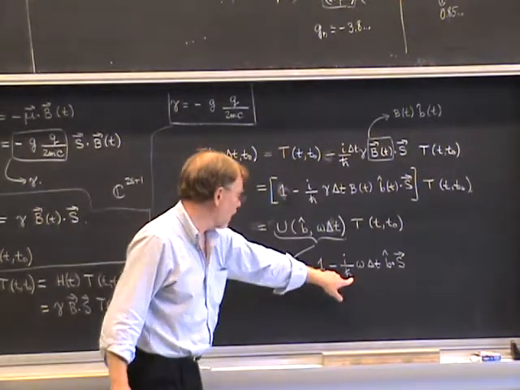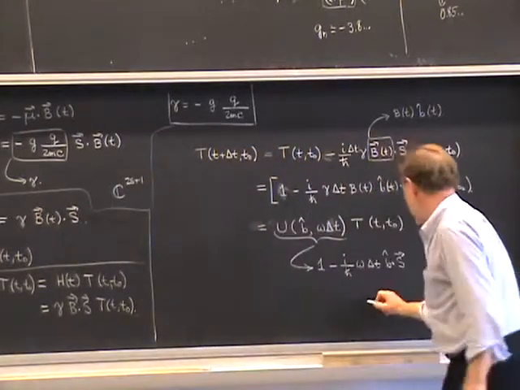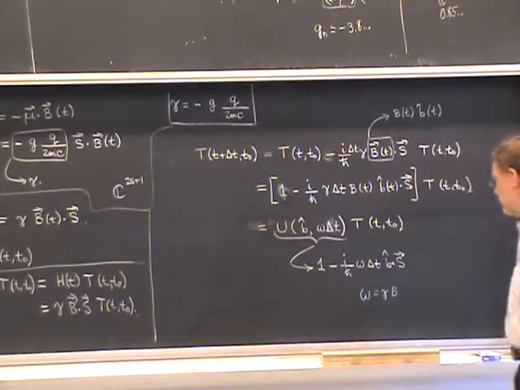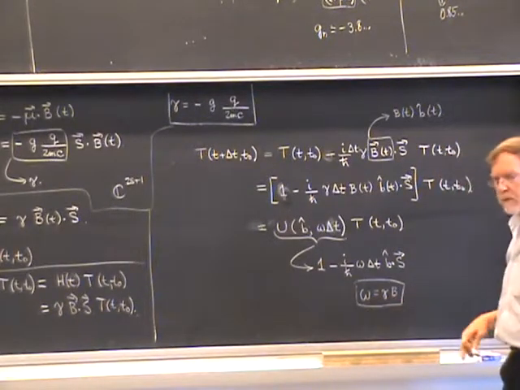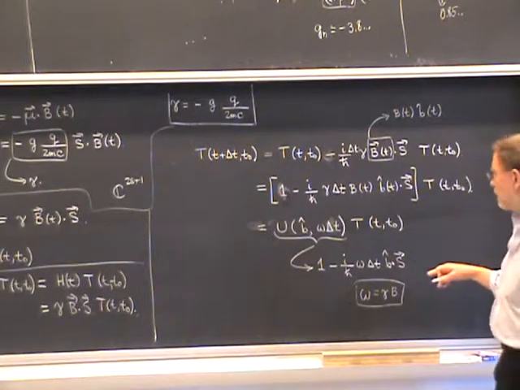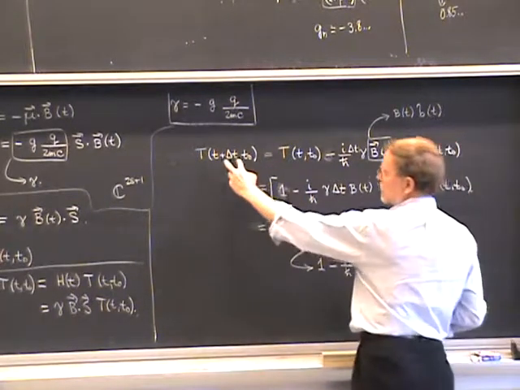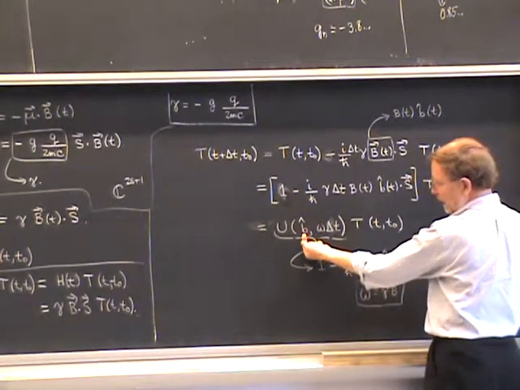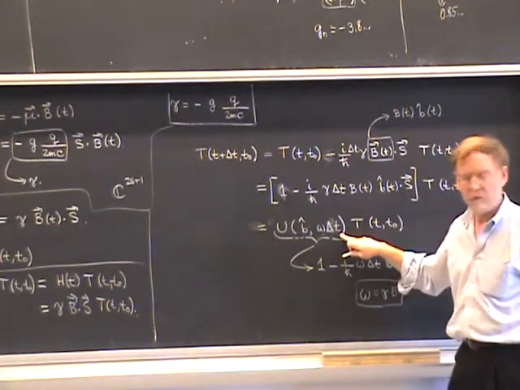And so if I compare this small angle expression for U with the quantity in the square brackets up here, what we see is that omega is equal to gamma times B, the magnitude of the magnetic field. So there's a frequency which appears, which is gamma times B, the strength of the magnetic field. And the result is that in order to go from the time evolution operator at one time t to the next successive time step, we multiply by a rotation operator which uses the instantaneous axis and the instantaneous frequency omega for the magnetic field.